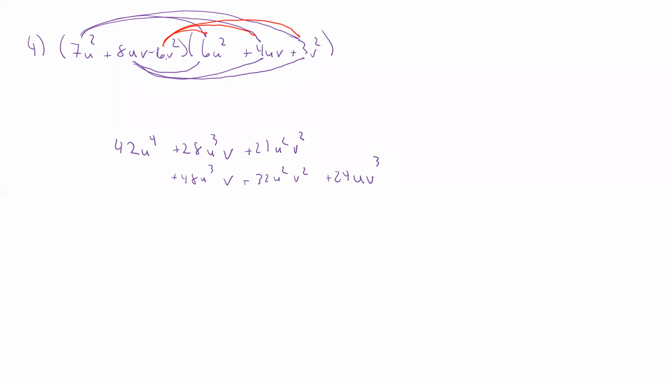And so now I'm moving on to the 6 here. So I have minus 6v squared times this. So it's going to be minus 36u squared v squared. And then we have here minus 24uv cubed. And then minus 18v to the fourth.